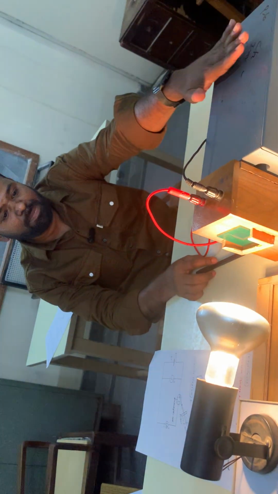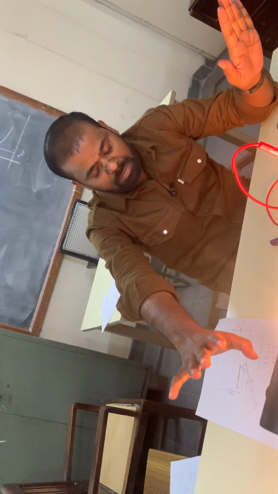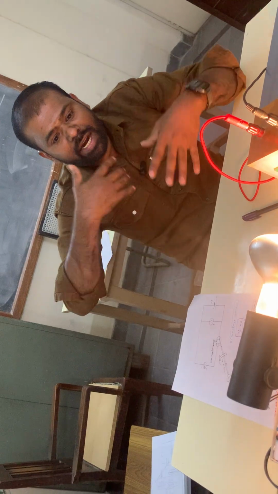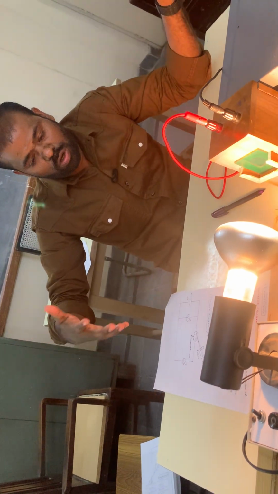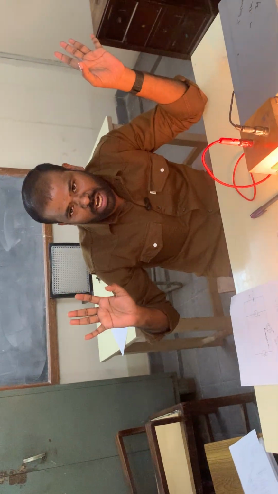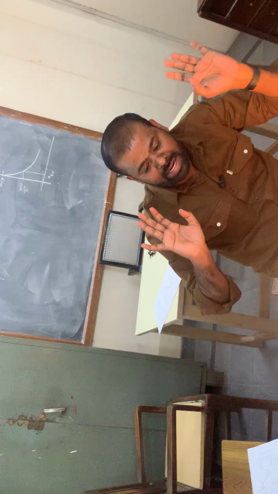One is the power supply kit, this one is a photocell, this one is the incandescent lamp. Which lamp is it? Incandescent lamp. Various lamps are there: LED lamp, incandescent lamp, phosphorescent lamp, fluorescent lamp, halogen lamp, so many lamps are there in the universe. This is the incandescent lamp.